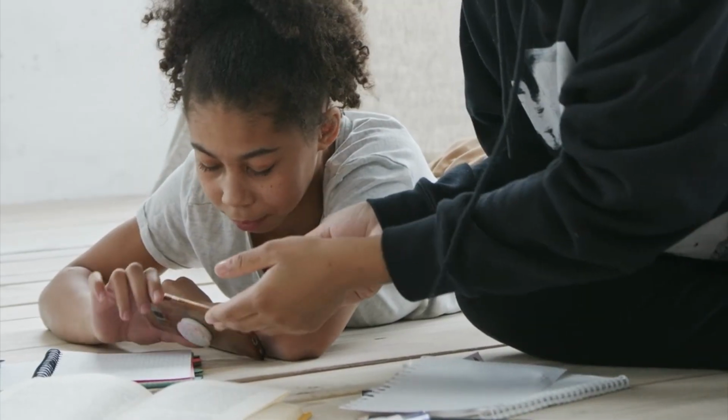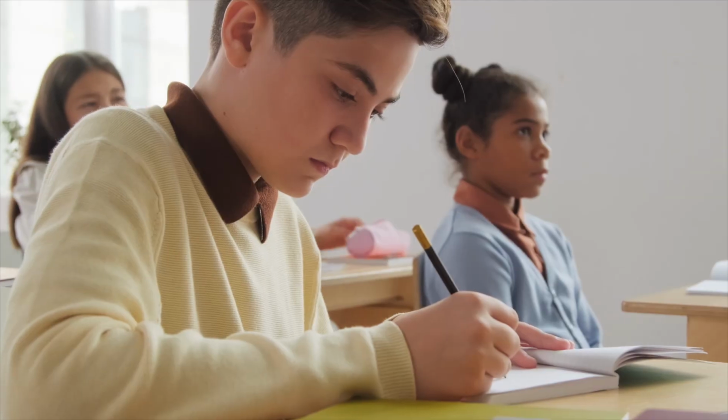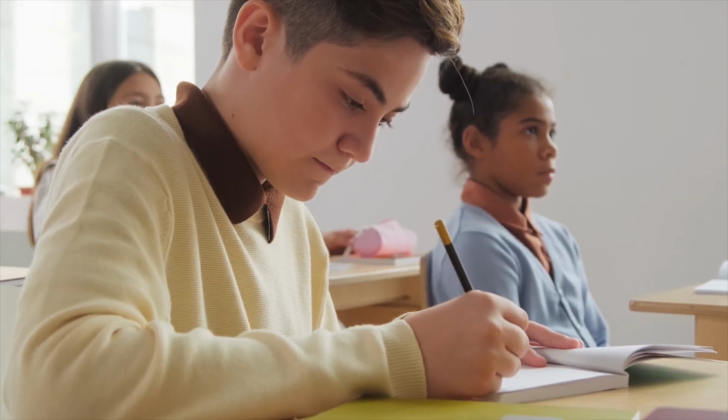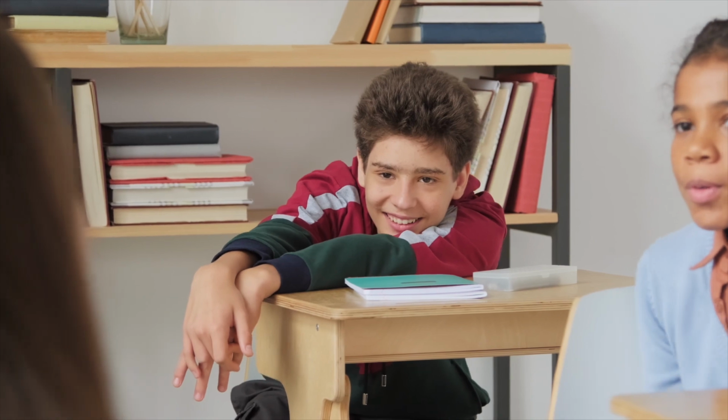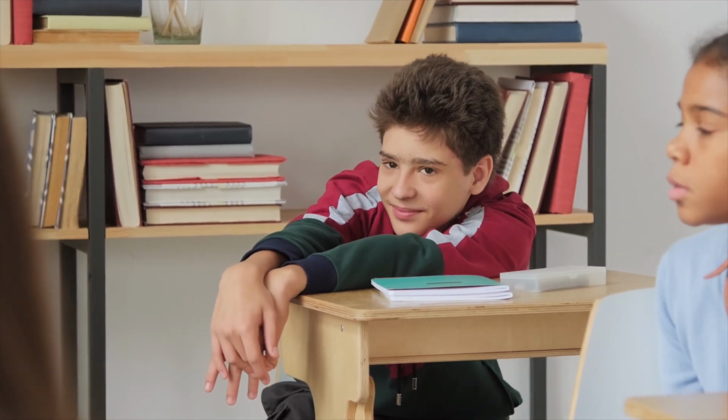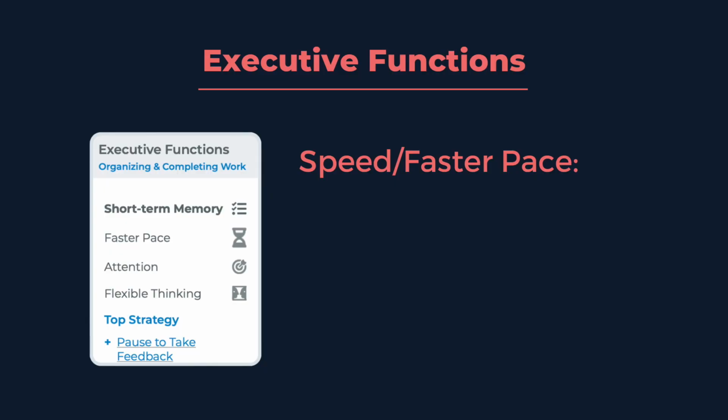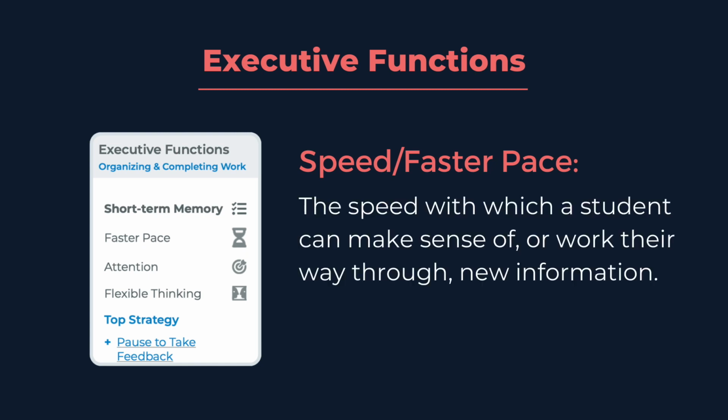You'll also need to remove distractions, break assignments up into smaller 20-minute chunks, and take regular breaks between chunks to reset. The last skill in the executive function panel is processing speed, listed here as faster pace. This describes the speed with which a student can make sense of or work their way through new information.